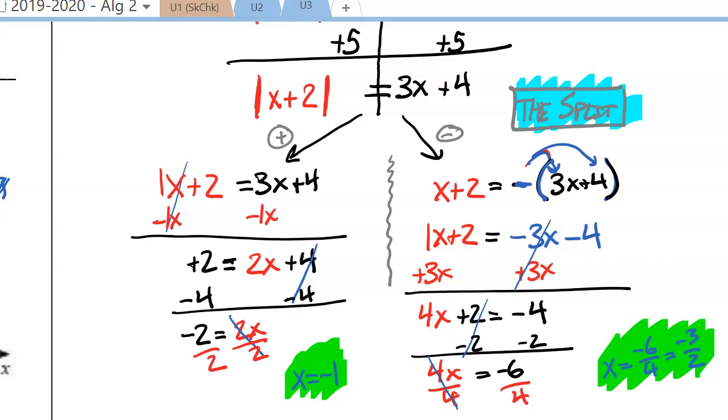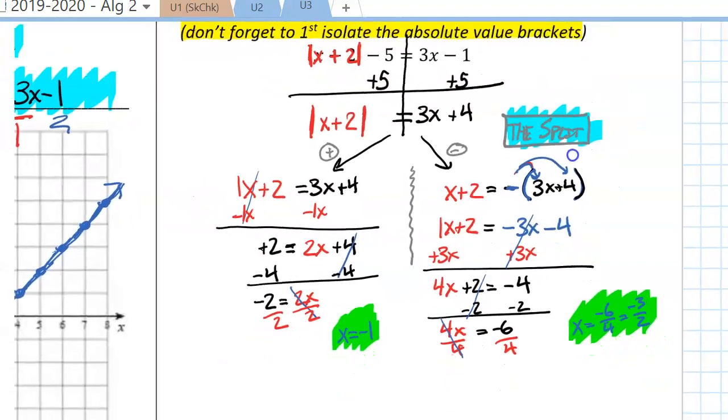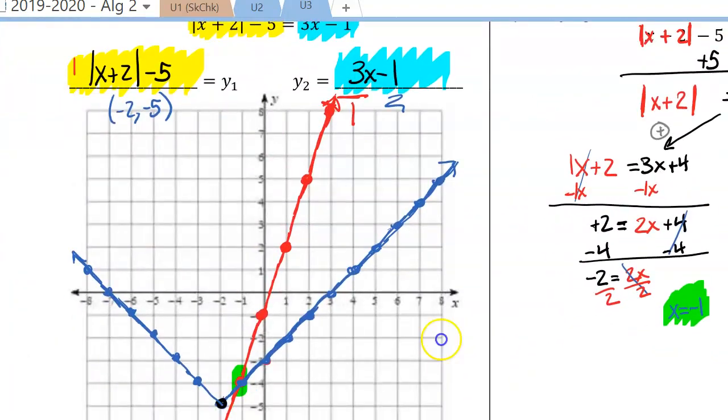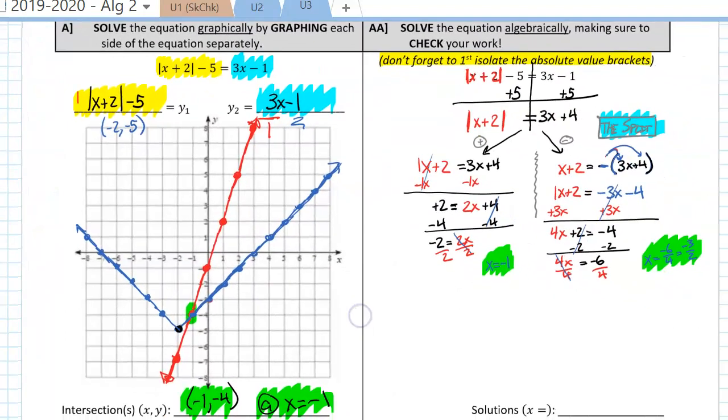Over here, we're just doing the distributive property first to get rid of that negative that's just awkwardly sitting in front. And then moving the variables to one side, solving a two-step equation, we get answers of x equals -1 and x equals -3. Well, wait a minute. How did we get two answers algebraically when graphically we know we should only get one?